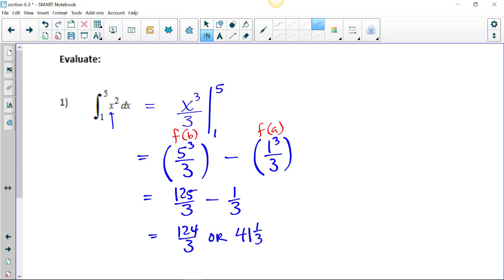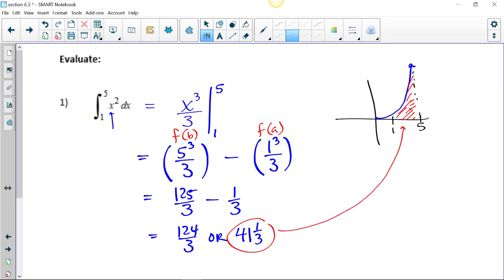Okay, so if you're a visual person, here's what we're looking at. Here's the graph of x squared, and we're talking between 1 and 5. So finding that definite integral is giving me this area. This is the area of that shaded region.